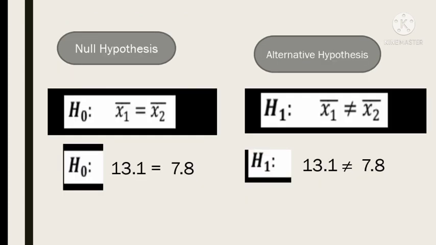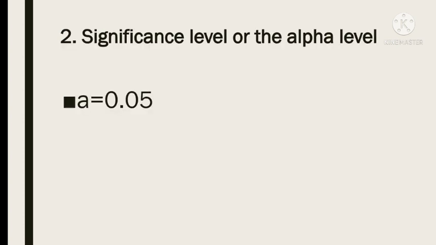So here are the mathematical equations and also their substitution. Here are the means of x bar sub 1 and x bar sub 2. The mean of group 1, or the male, is 13.1 and the mean of x bar sub 2 is 7.8. I'm going to show you the solution later. The second step is identifying the significance level or the alpha level, which has already been stated in the problem statement, which is 0.05 or 5%.